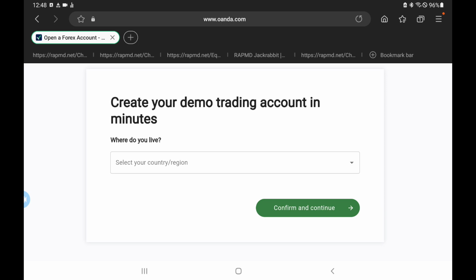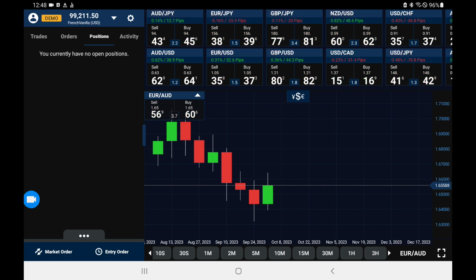So now, once you go through the process, and they'll ask you some information that you'll need to fill out, you'll go into their charting platform. Now, because I use a tablet, I use the mobile app. So that's what I'm going to bring up next. Now that I'm in the mobile app, you will see something like this on your screen. Whether it's the web page, your phone, or a tablet, you'll get something similar to this for Oanda.